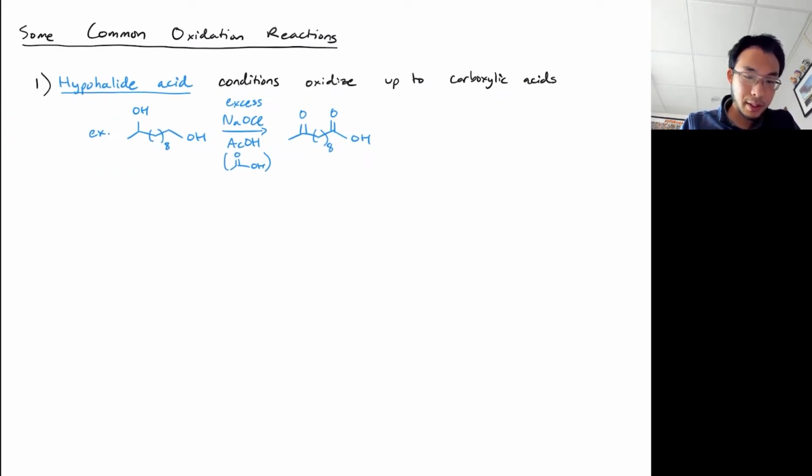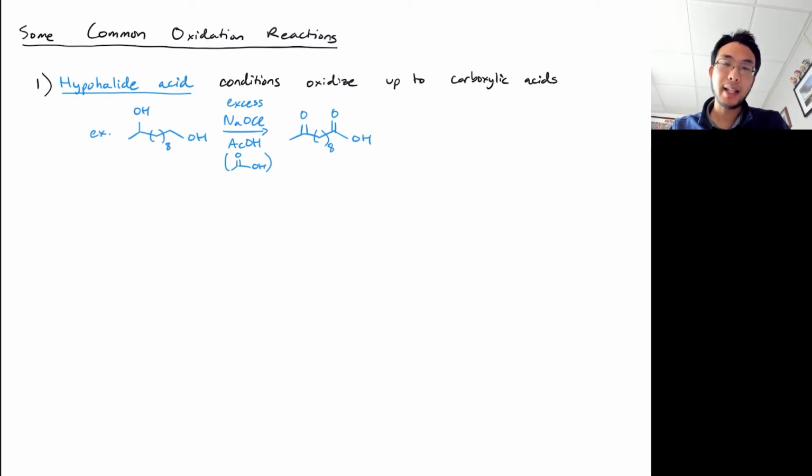The first one is the hypohalide acid reaction condition, and these will oxidize our alcohols up as much as possible, so from primary alcohol all the way to carboxylic acid. So I have an example of such a reaction here where I'm showing you a diol molecule. The notation here where I have a parentheses and 8 around it indicates that there's a CH2 here repeated 8 times in a row. So you can imagine this is just a very long chain, and it's just too annoying to draw out, so we often just simplify like so.